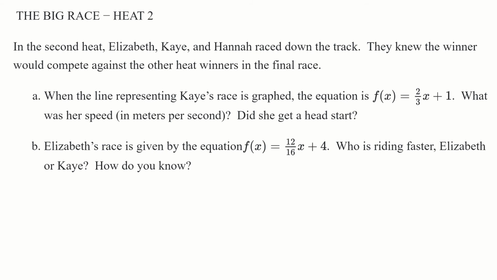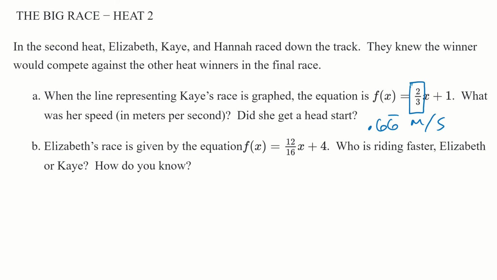What was her speed in meters per second? Well, at this point, we're starting to recognize that speed is right here. It's the coefficient of x, and she's traveling at a speed of 2 meters per 3 seconds. But if I was going to do meters per second, I could look at this as a decimal and say her speed was 0.66 repeating meters per second, or approximately 0.67 meters per second.